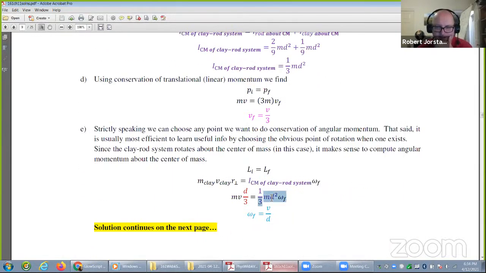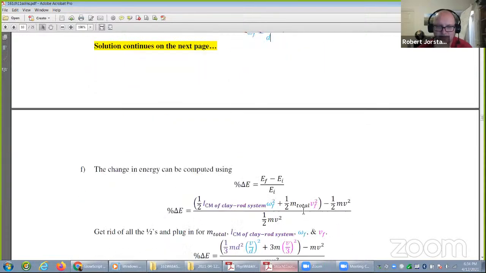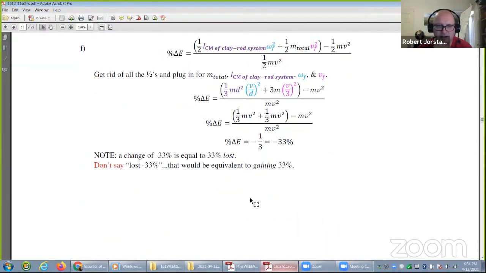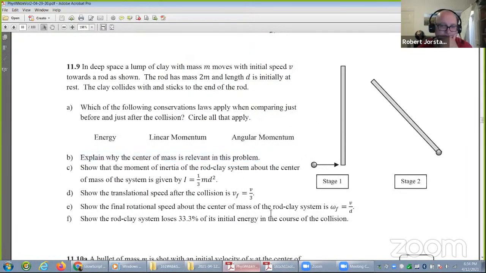And then here's the moment of inertia. And then you could actually get the final rotation rate. And then you could do the percent. Okay, oh my gosh. All that work done. Woo! This is a little bit crazy.